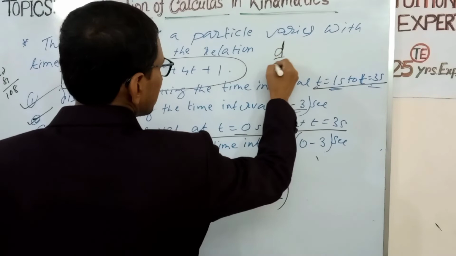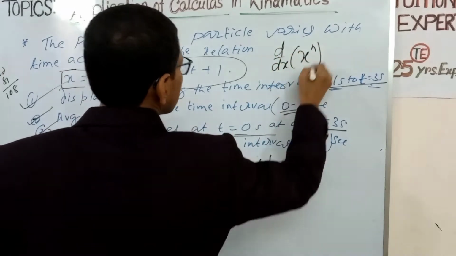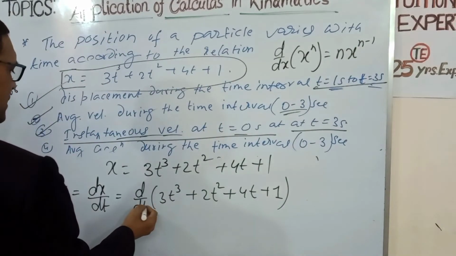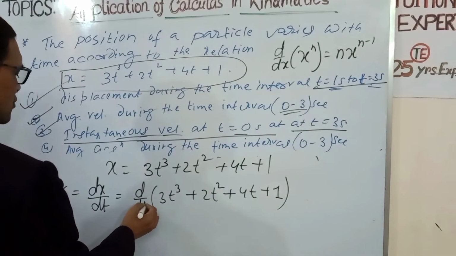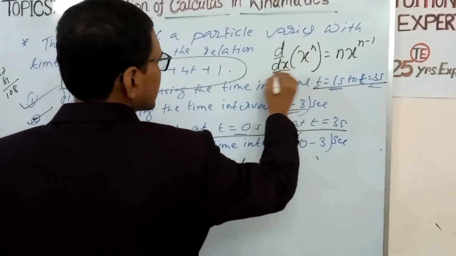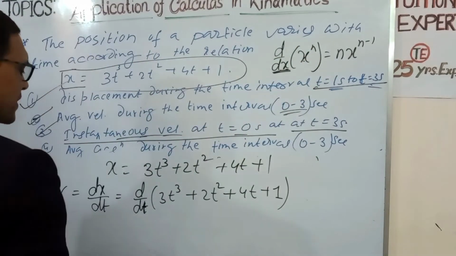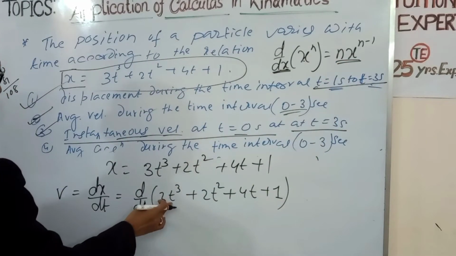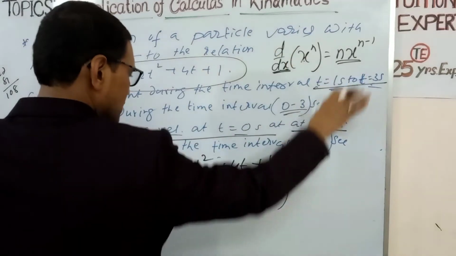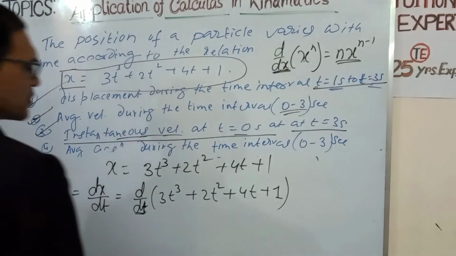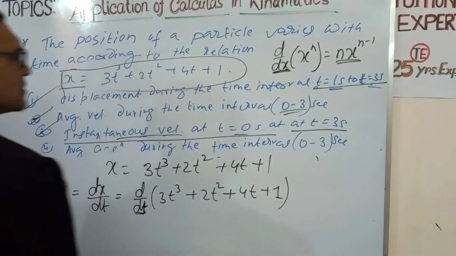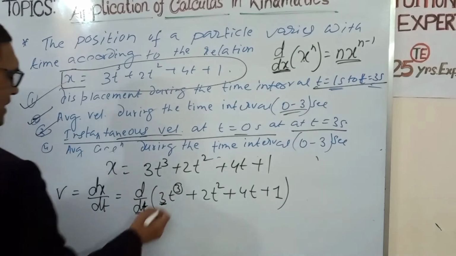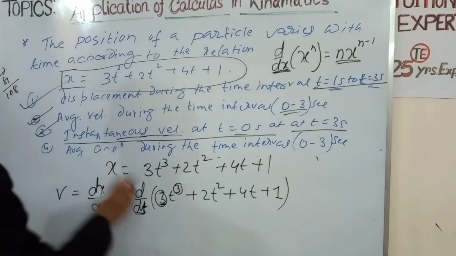We know d by dx of x to the power n equals n into x to the power n minus 1. So here the variable is t and the differential is also in terms of t; this term must be the same to apply the formula. Now this is n. If a constant term is present, then that constant remains the same.